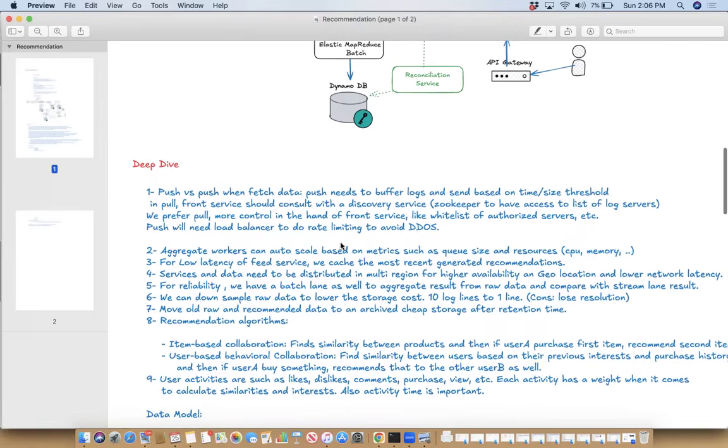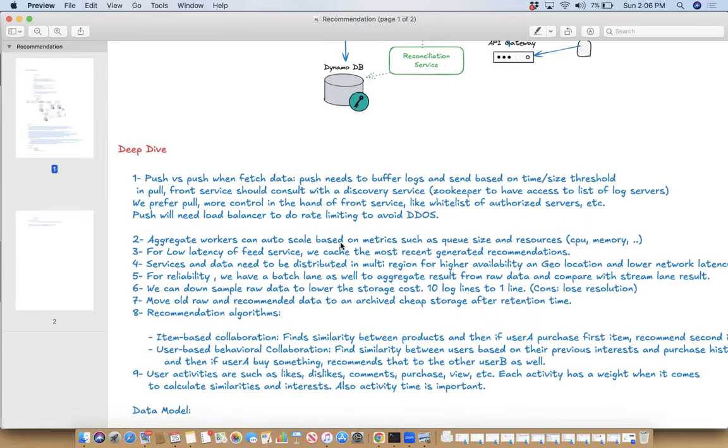Deep dive. Number one, push versus pull when we fetch data. Push needs to buffer logs and send based on a time or size threshold. In pull, the front service should consult with the discovery service, Zookeeper for example, to have access to a list of log servers. We prefer pull because there is more control in the hands of the front service, like whitelisting of authorized servers, etc. Push will need a load balancer to do rate limiting to avoid DDoS attacks.